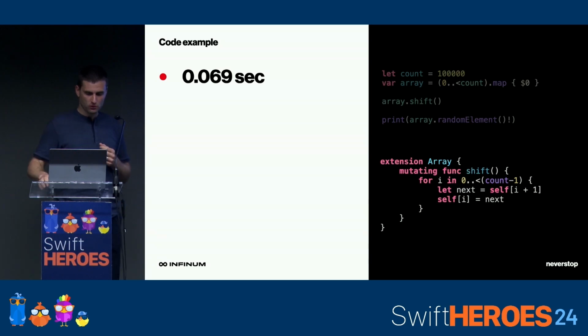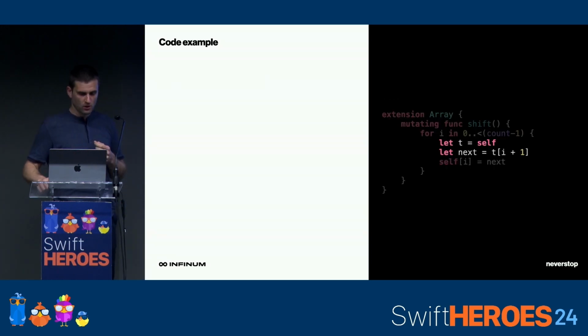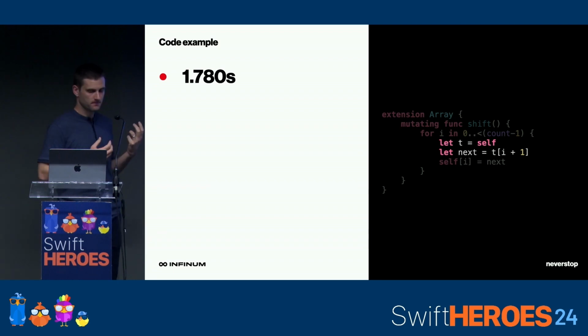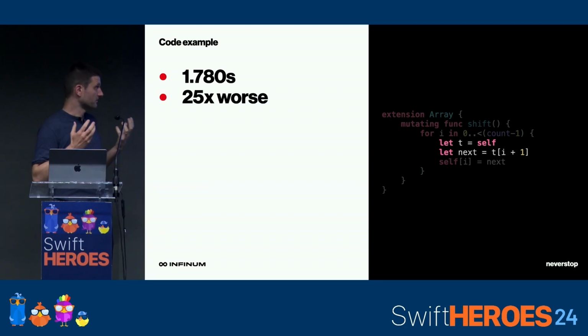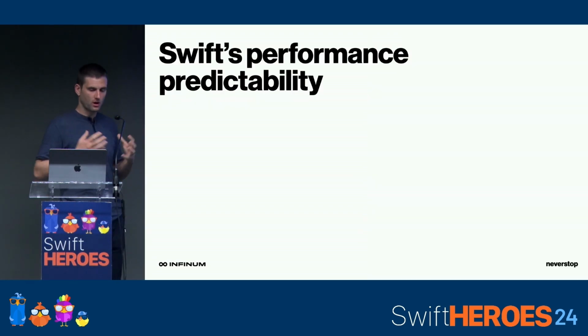But if you go and do a simple refactoring, such as this one, where the only thing that we do is extract self into a temporary variable and calculate the next element out of the temporary variable, and you run this code now, this runs in 1.7 seconds, which is 25 times worse than the previous example. And this is just one instance of a whole class of problems that idiomatic Swift might suffer from.